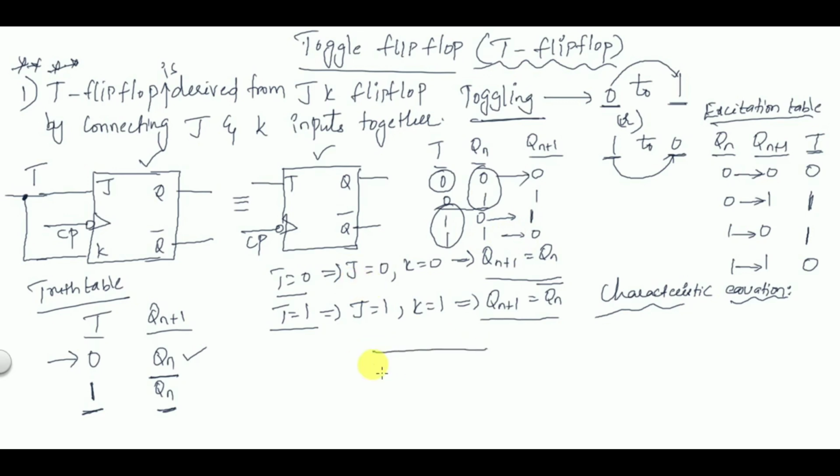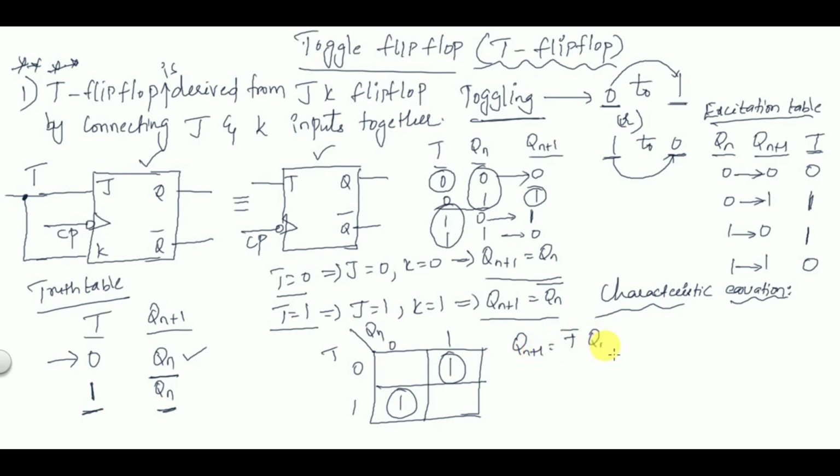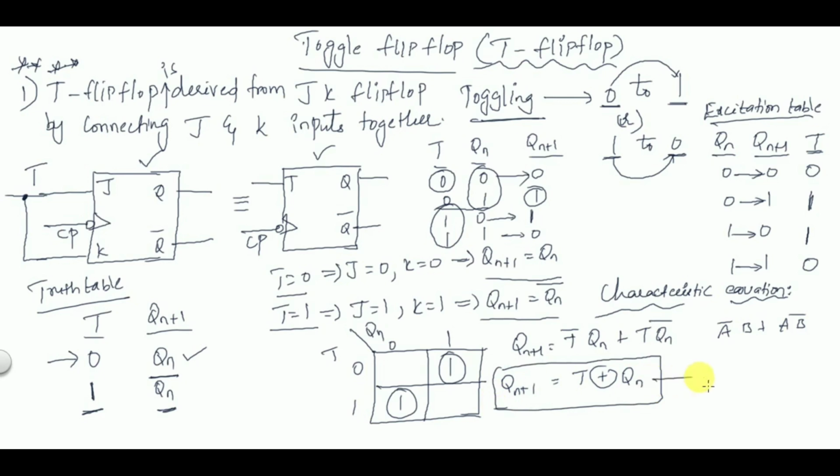If you want, you can draw a two variable K map like this, with T and Qn as 0 1, 0 1. The min terms are available at 0 1 and 1 0. These are isolated, so no grouping is possible. So Qn plus 1 is equal to T bar Qn plus T Qn bar. This is like A bar B plus A B bar, which is XOR gate. So Qn plus 1 is T XOR with Qn. This is the characteristic equation of T flip-flop.